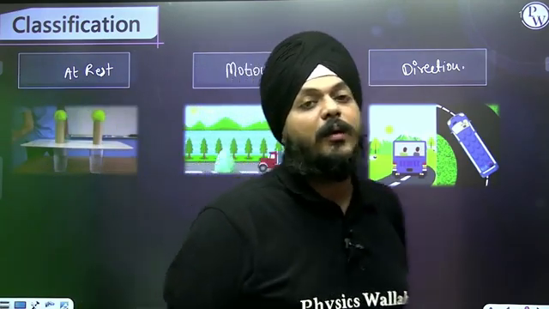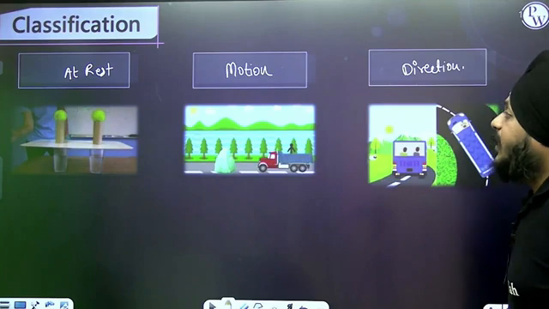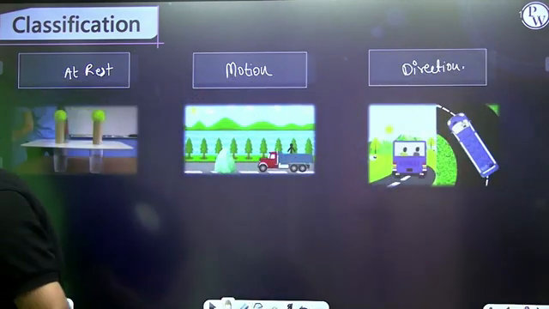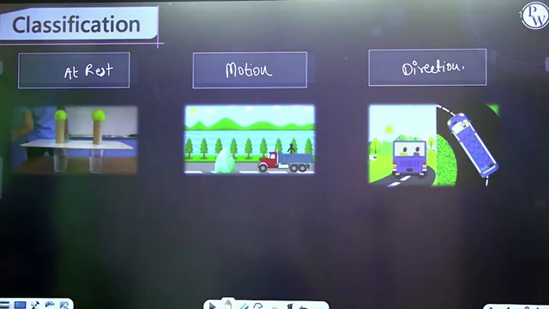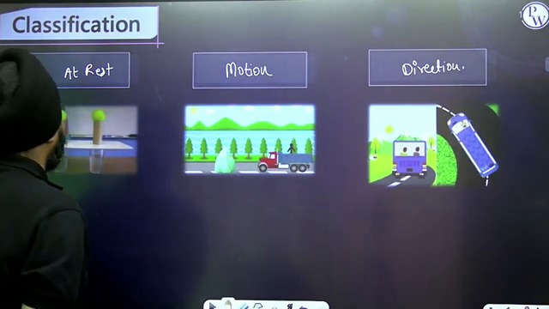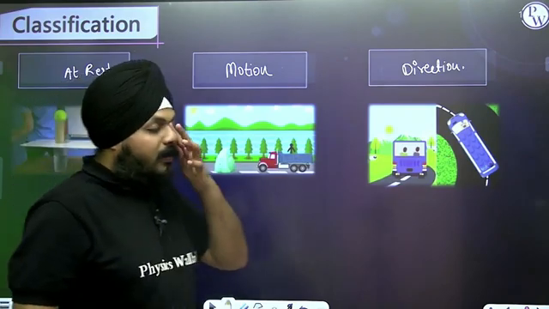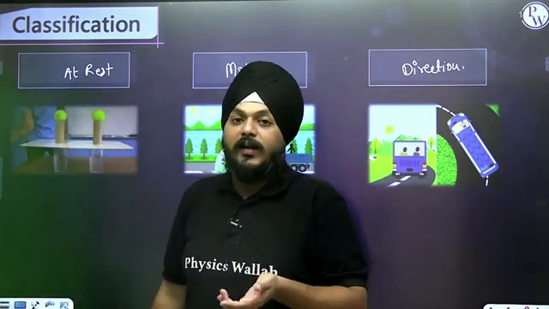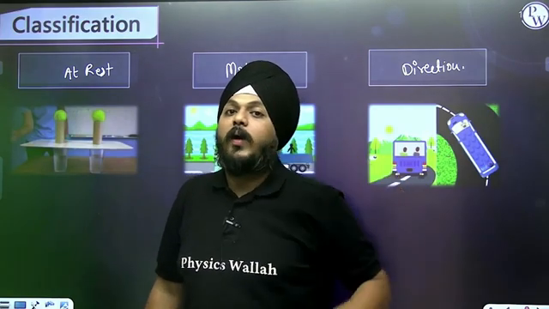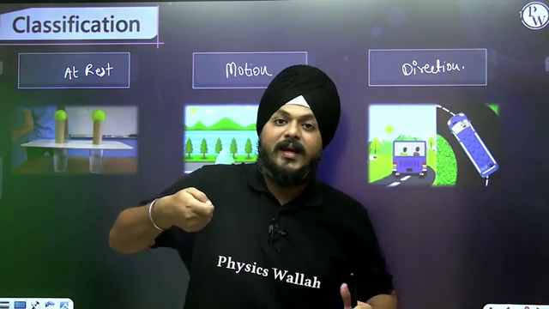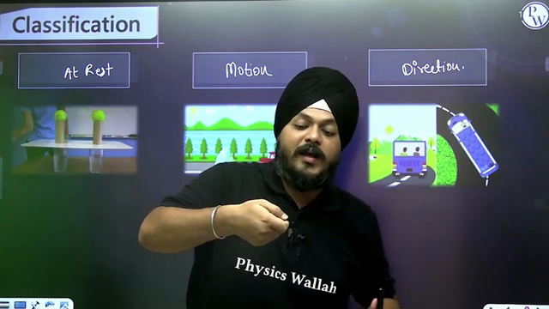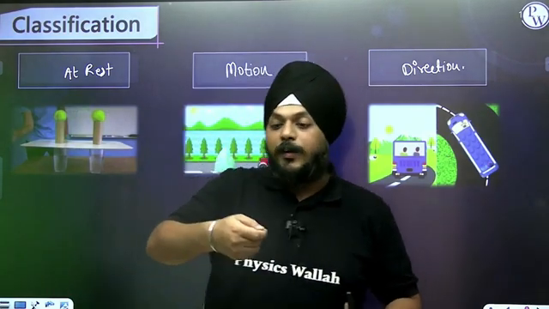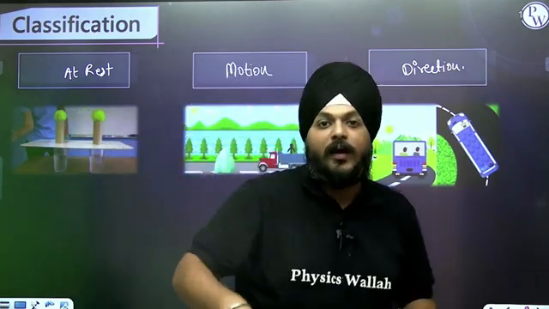Inertia at rest. What is going to happen? It's a very simple thing. This is an example: a glass, a cardboard is placed on it, and on the cardboard we have kept a coin. Suppose suddenly, with the help of an external force, we pull back the cardboard, the coin will fall down.